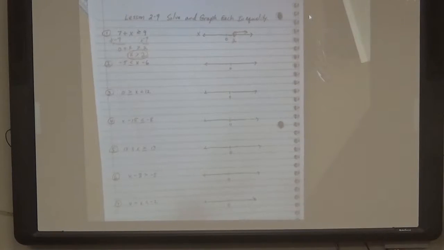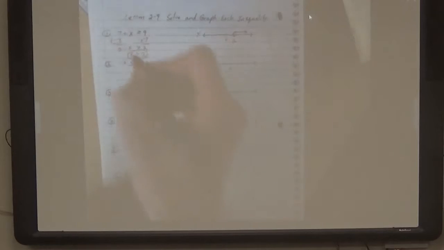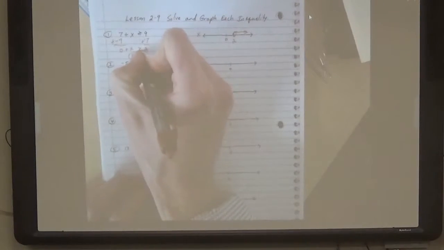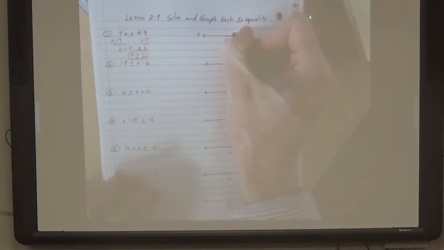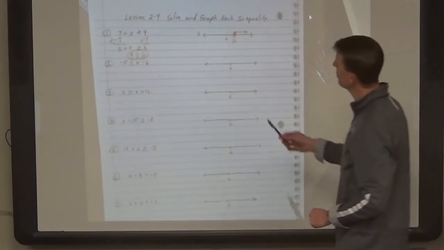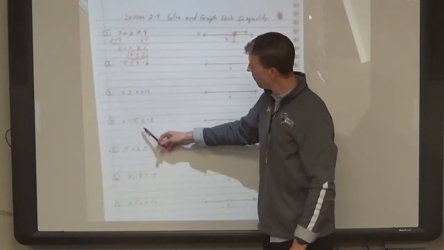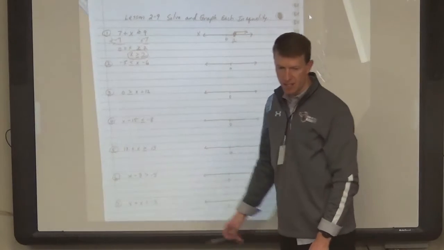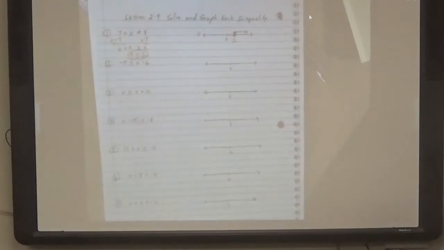Yes? Well, if it's open, why is it greater than or equal to the sign? Oh, I'm sorry. Yep, this is a greater than or equal to. Thank you. So we should use a solid dot. With the greater than or equal to sign, we use a solid dot. And if it's just the greater than sign or the less than sign, then use an open dot. Okay?